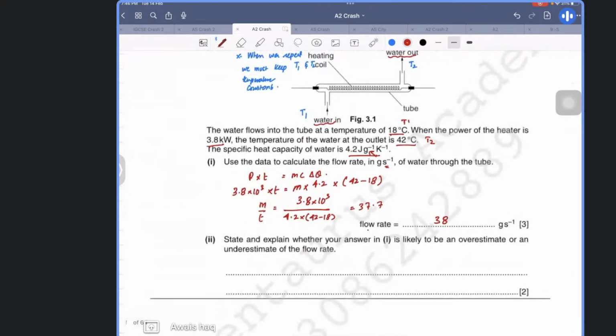Anyway, now it says state and explain whether your answer in one is likely to be an overestimate or an underestimate. Okay, now this is a very important part. So yes, please go on. Please tell me that.